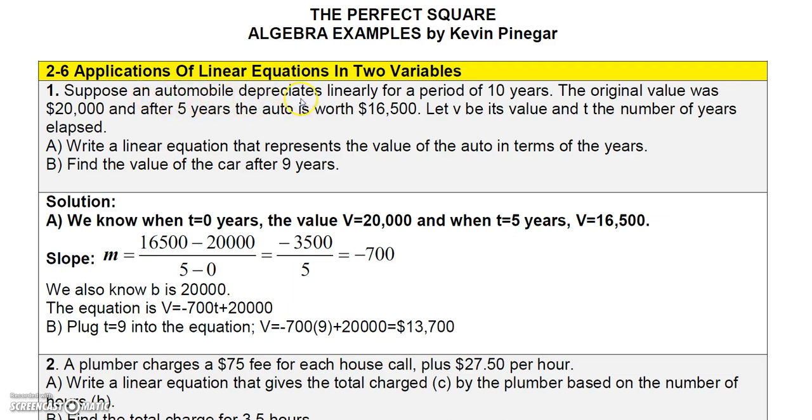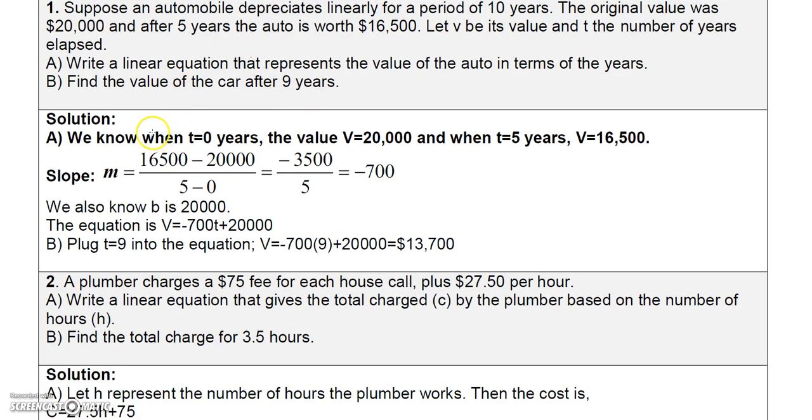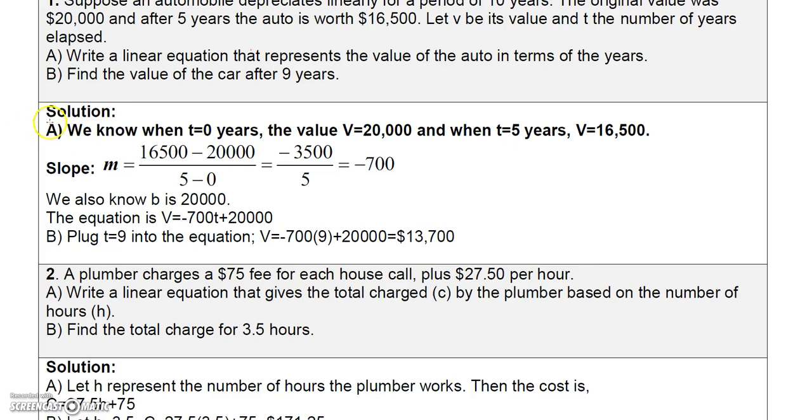Suppose an automobile depreciates linearly for a period of 10 years. The original value was $20,000, and after 5 years the auto is worth $16,500. Let V be its value and T the number of years that have elapsed. So what I'm asking you to do here is, first of all, write a linear equation that represents the value of the auto in terms of the years, and then we're going to find the value of the car after 9 years.